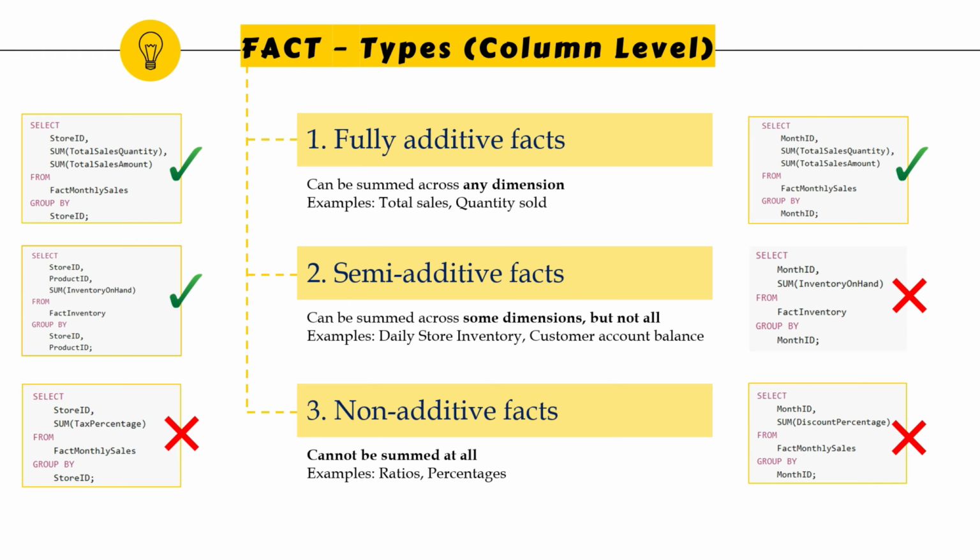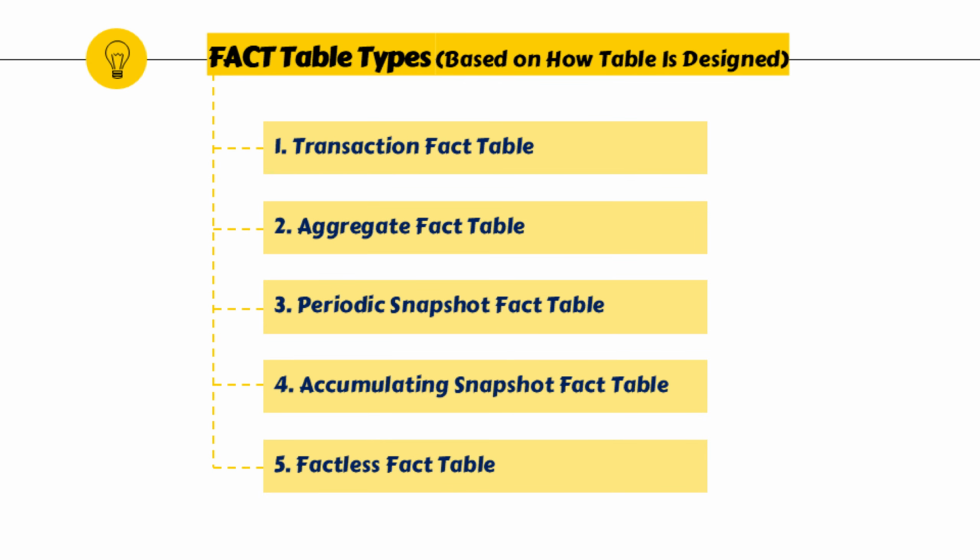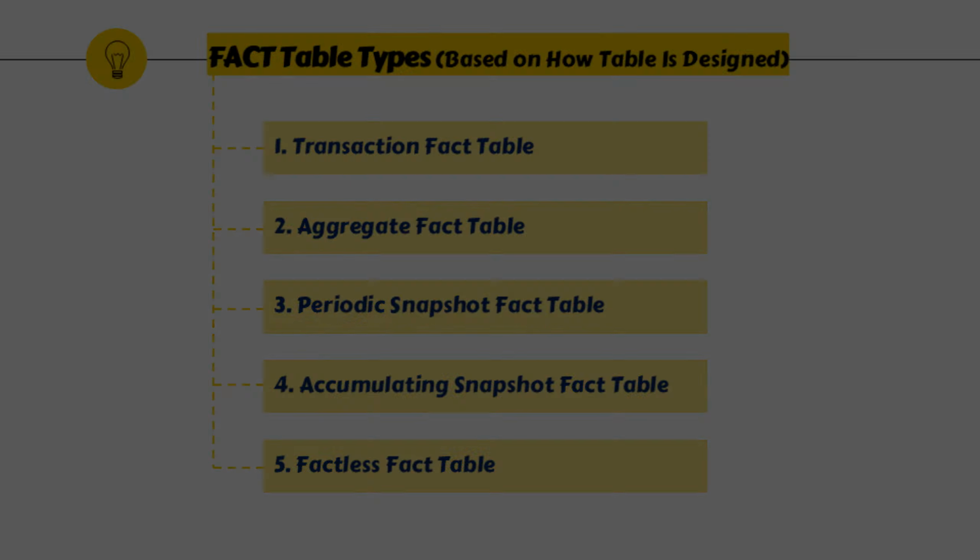So far, we've discussed the different types of facts within a fact table. This was purely at the column level. But fact tables themselves also come in different types, depending on how the business events are represented and recorded. Let's take a closer look at each type.